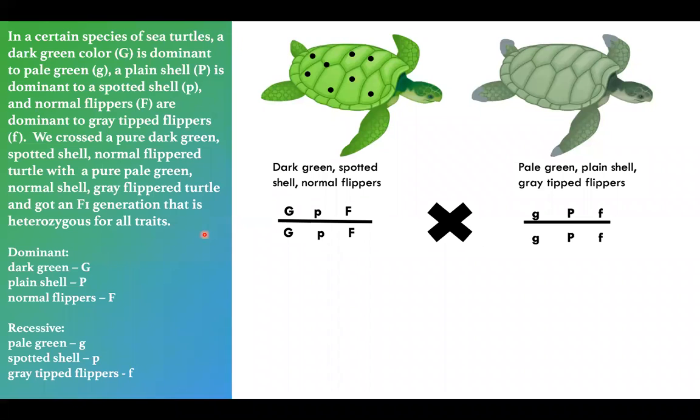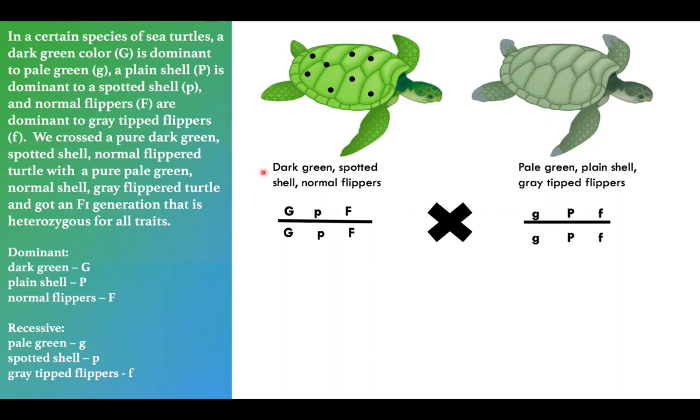So in certain species of turtles, a dark green color is dominant to a pale green color, a plain shell is dominant to a spotted shell, and normal flippers are dominant to gray-tipped flippers. So down here I put the dominant and recessive traits and their alleles just for clarification.